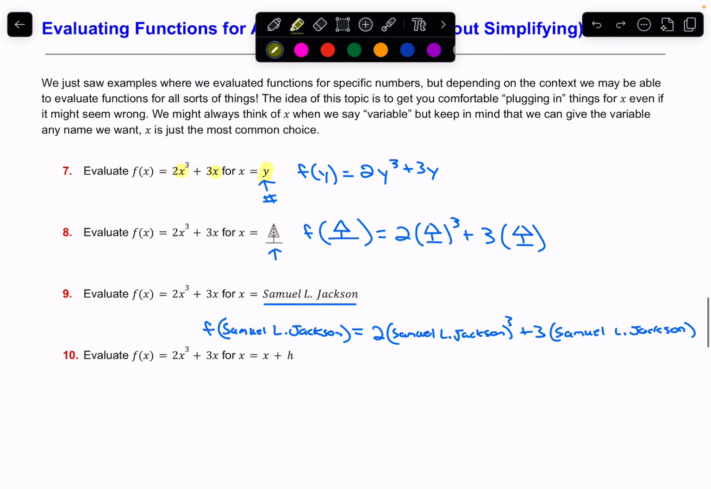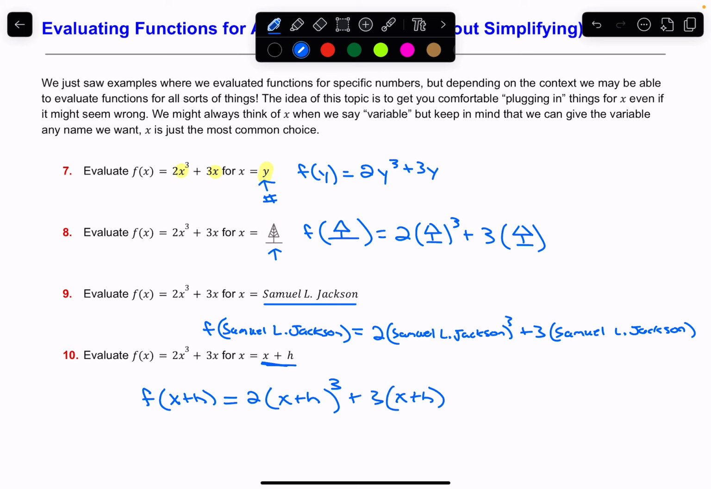All right, and then the last one, this is going to help you when you get to calculus, or if you are doing difference quotients in college algebra later on. You often have to plug in something that looks like x plus h. So just pretend that where we wrote Samuel L. Jackson, we're going to write x plus h instead. So f of x plus h is equal to 2, and then just like I put Samuel L. Jackson in parentheses, I put x plus h in parentheses, cubed, plus 3 times parentheses x plus h.